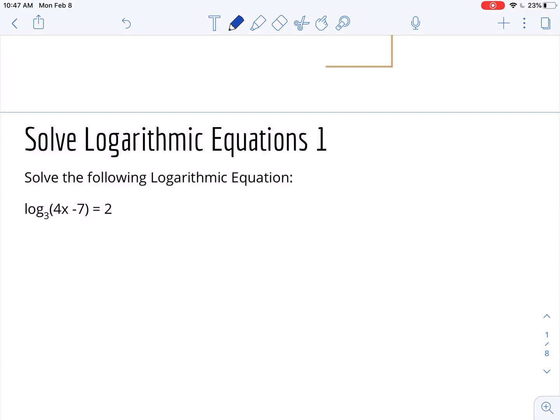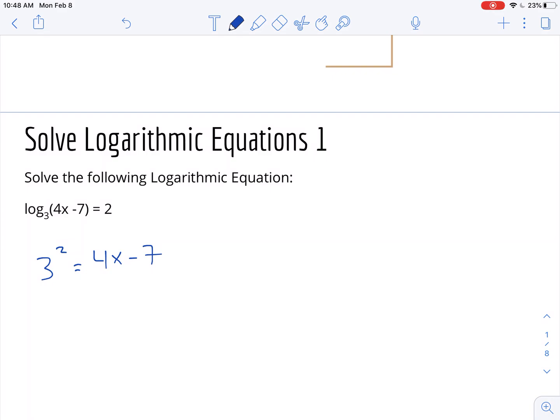We'll move from there, but right now I'm going to rewrite this as 3 squared is equal to 4x minus 7. All I've done there is rewrite the logarithm. I know that if you have a logarithm base, it's the base of your exponential. What your logarithm is equal to is the exponent of your exponential, and then what the logarithm is of is what that exponential equation is equal to.